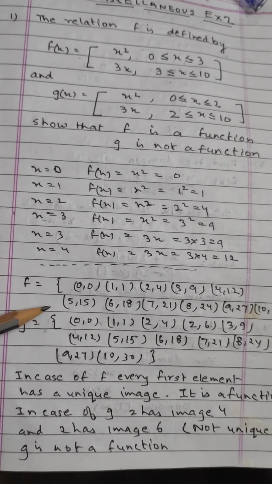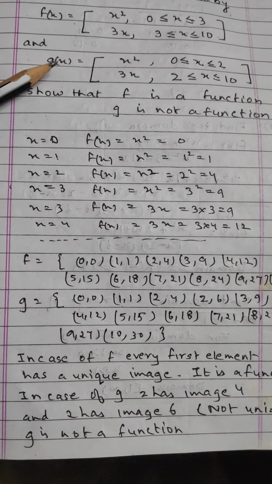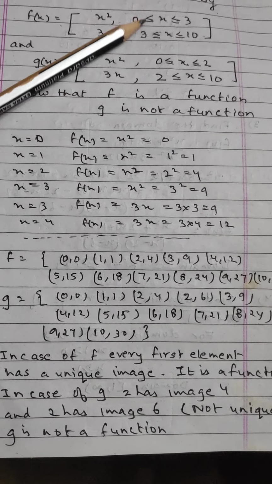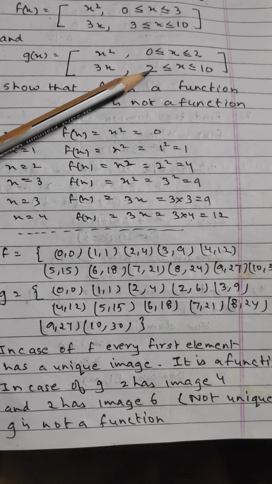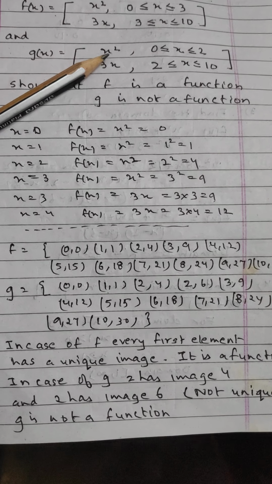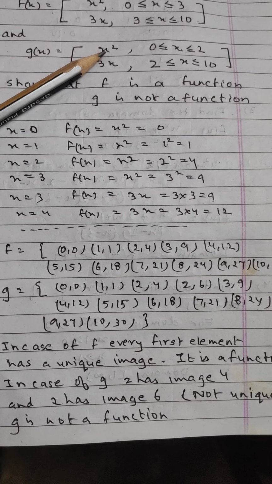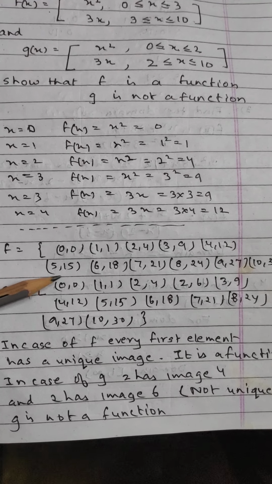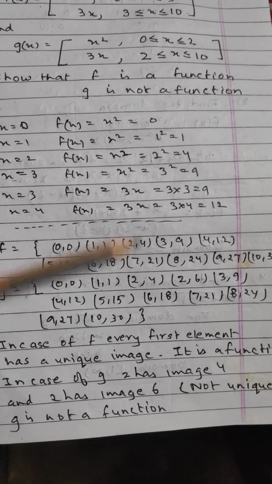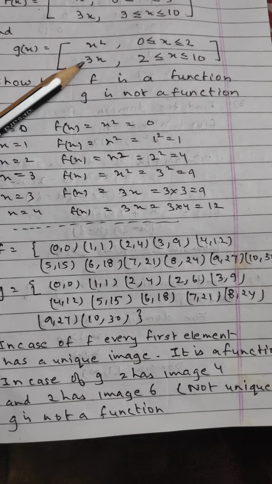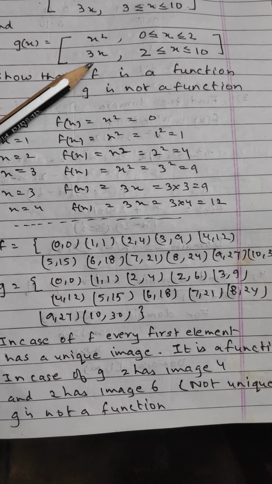Now let us consider the function g(x). g(x) is x² up to 2, where for f it was up to 3. It is 3x starting from 2. Now we are using x² for 0, 1 and 2. 0² is 0, 1² is 1, 2² is 4. So for x = 0 the answer should be 0, for 1 it should be 1, for 2 it should be 4. But over here we can use 3x also for 2. For 2 the value of 3x is 2 3s are 6.